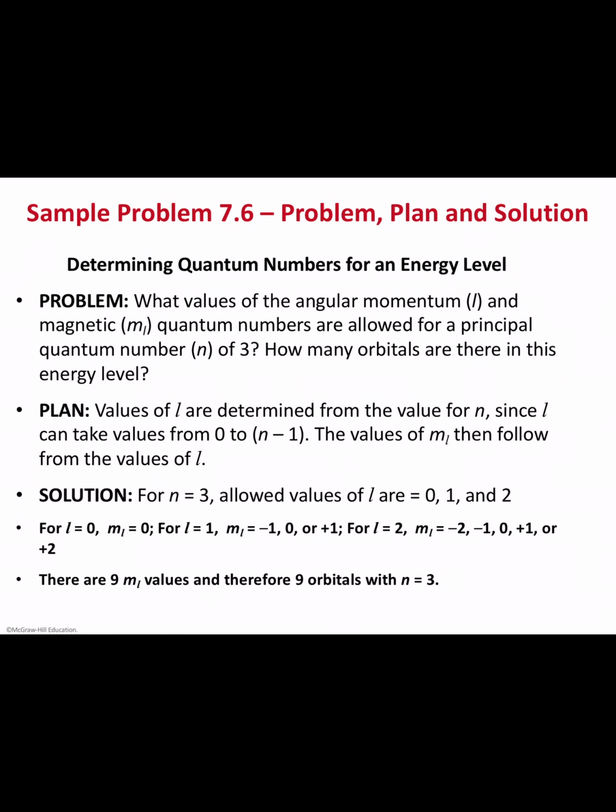Okay, so now in this section I will explain how we're going to solve these problems. The problem: what values of the angular momentum quantum number L and magnetic quantum number ML are allowed for a principal quantum number n equals 3, and how many orbitals are there in this energy level? So we are given the principal quantum number n equals 3, and we want to find out the L values and ML values.